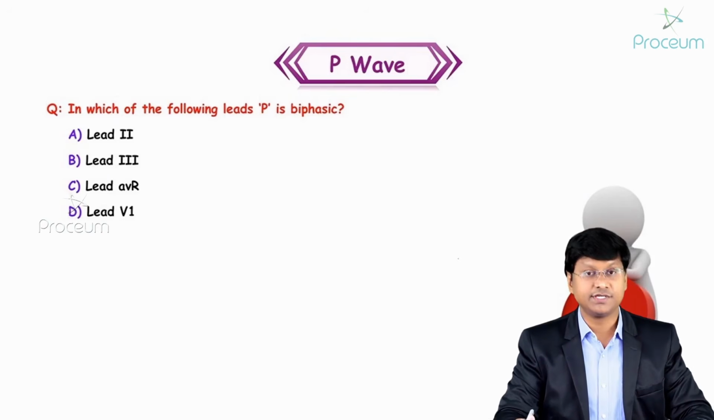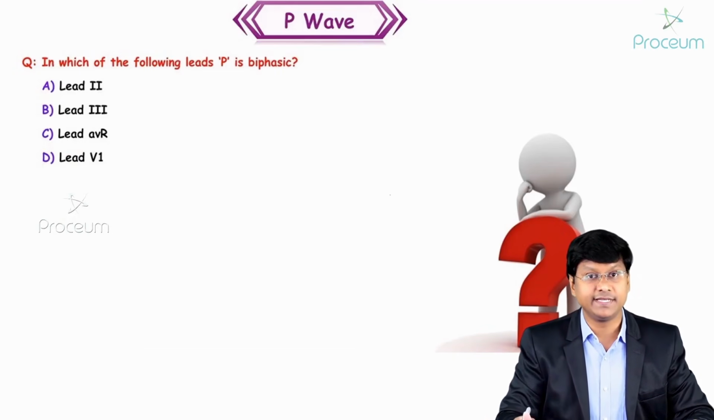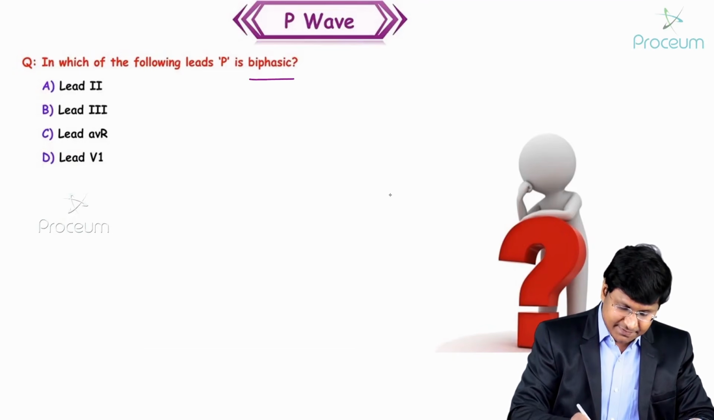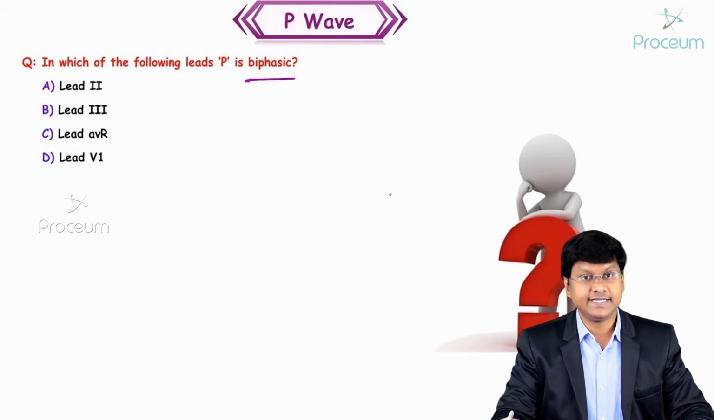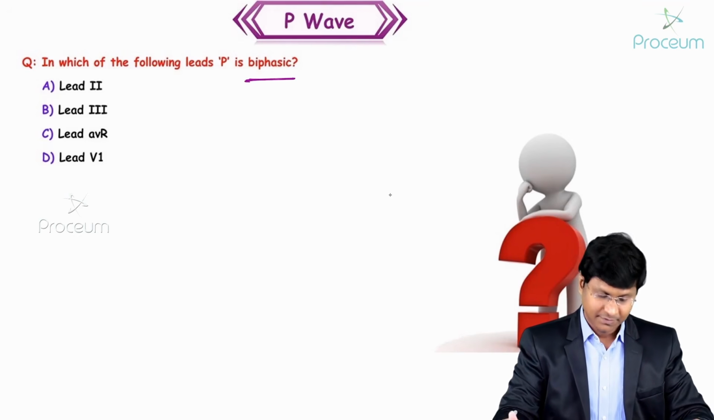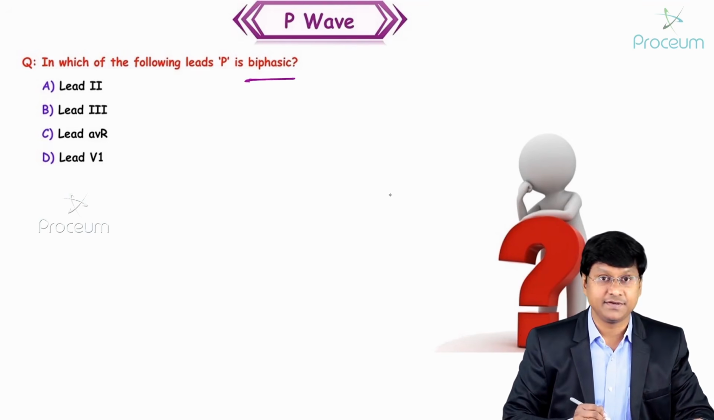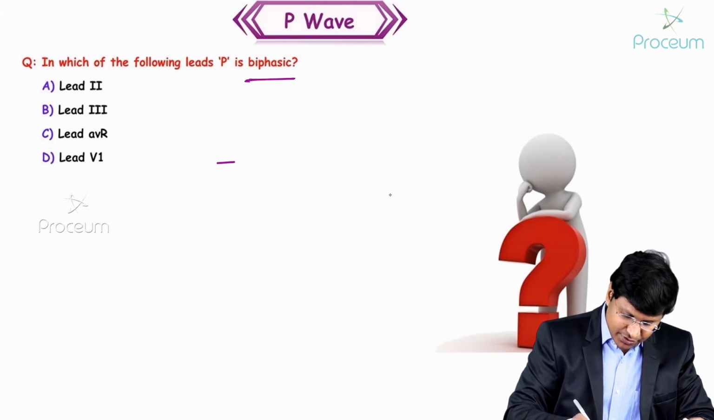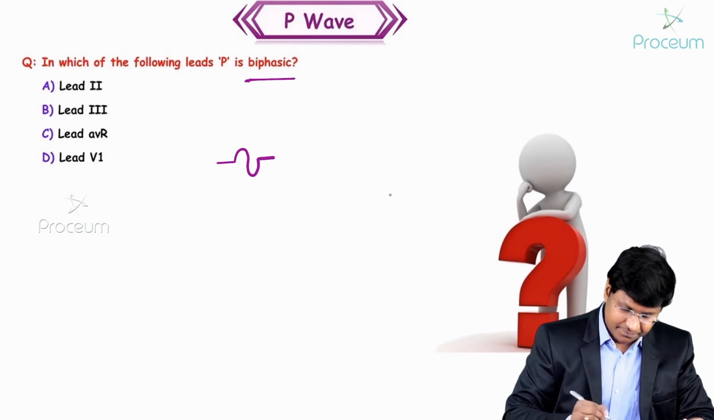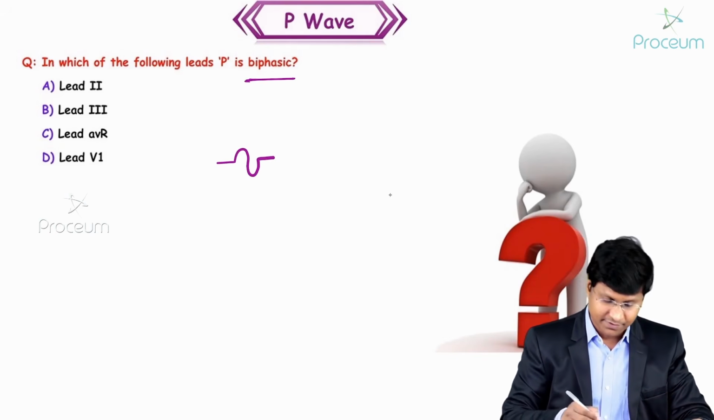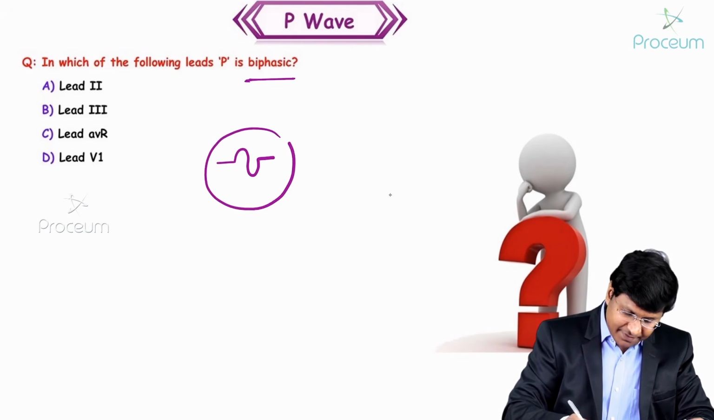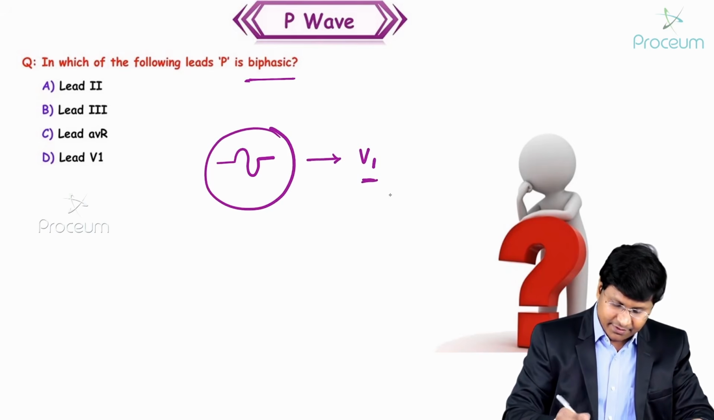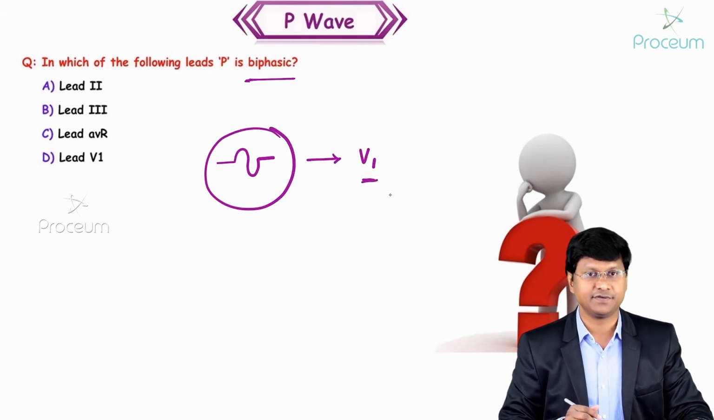So this is your normal P wave, and I said the P wave is monophasic, but see a question. In which of the following leads is the P wave biphasic? Lead 2, lead 3, AVR and lead V1. So how will a biphasic P wave look? This is your biphasic P wave. This biphasic P wave is seen in lead V1.